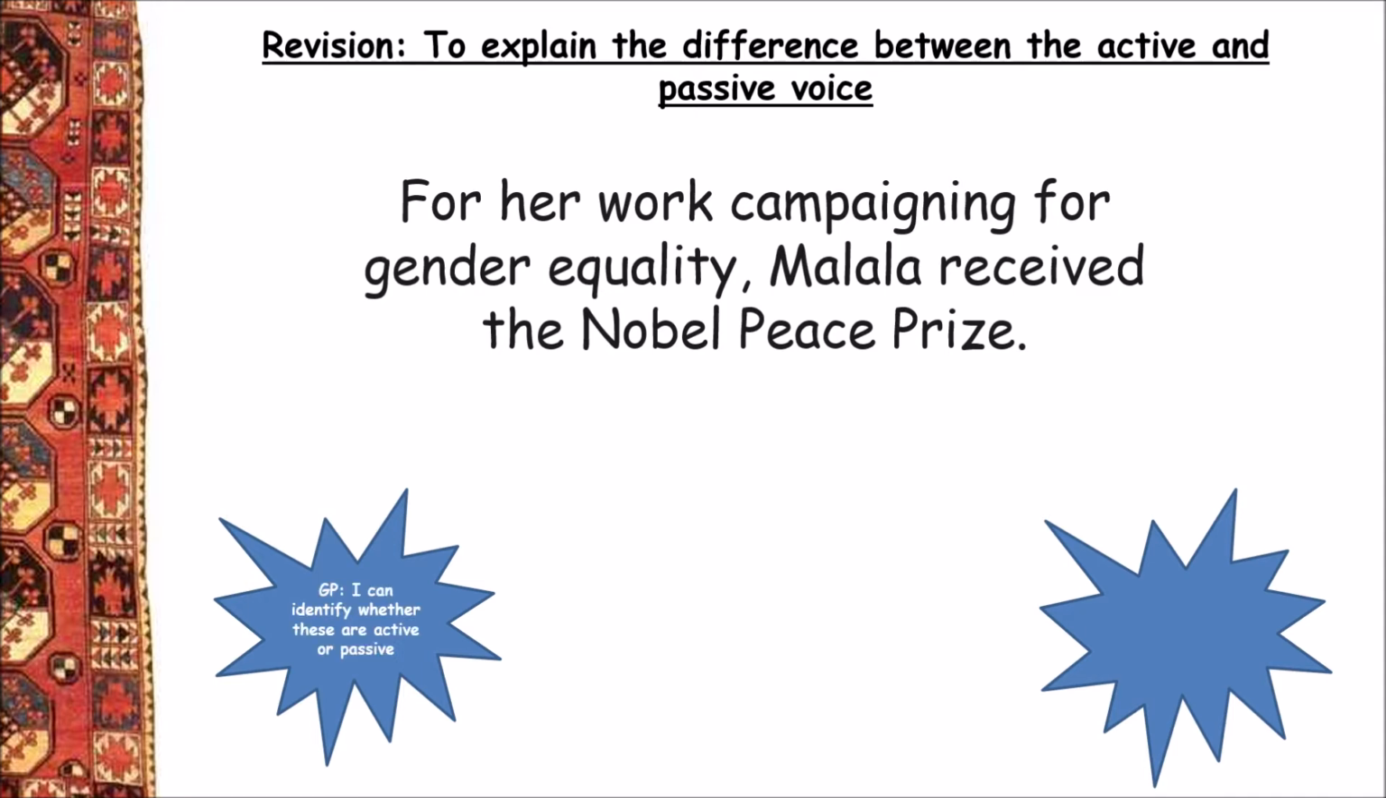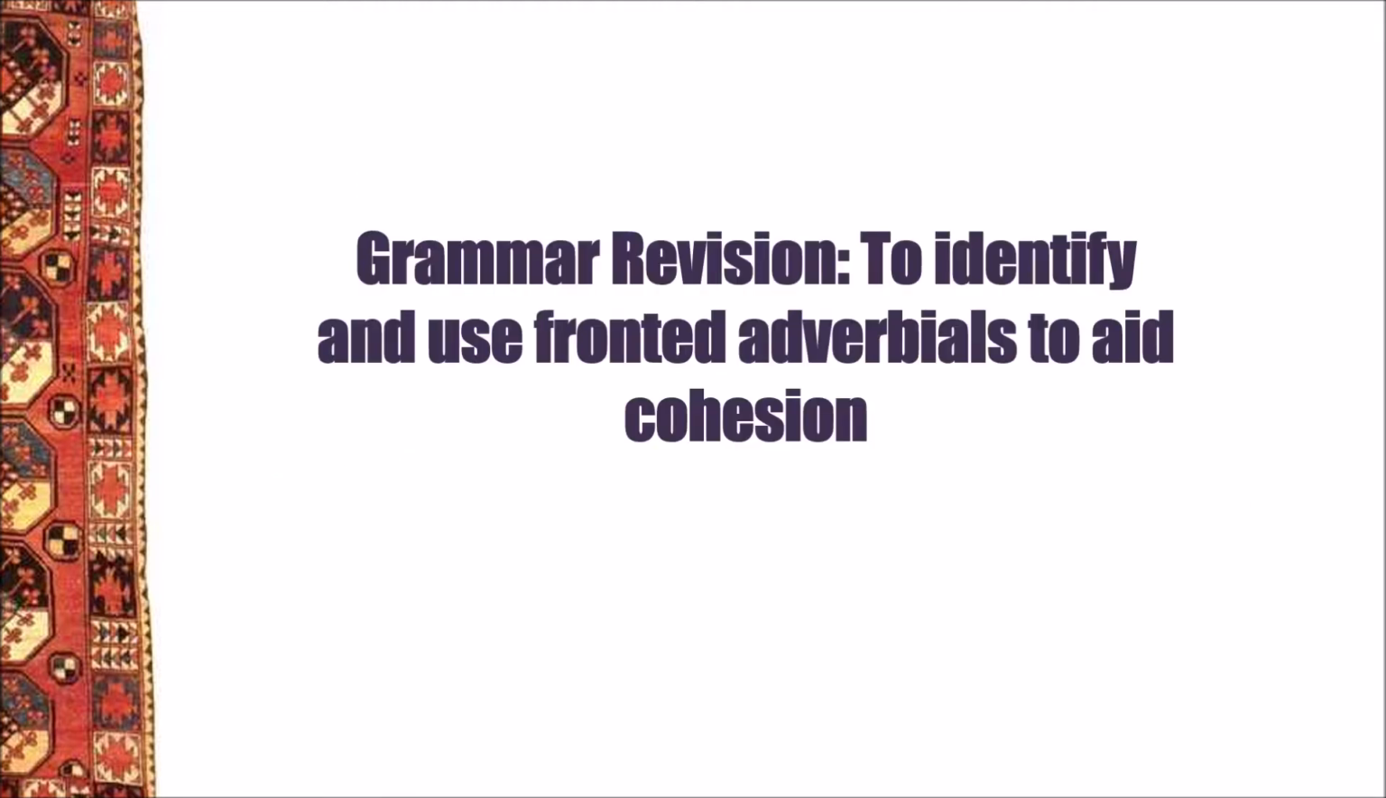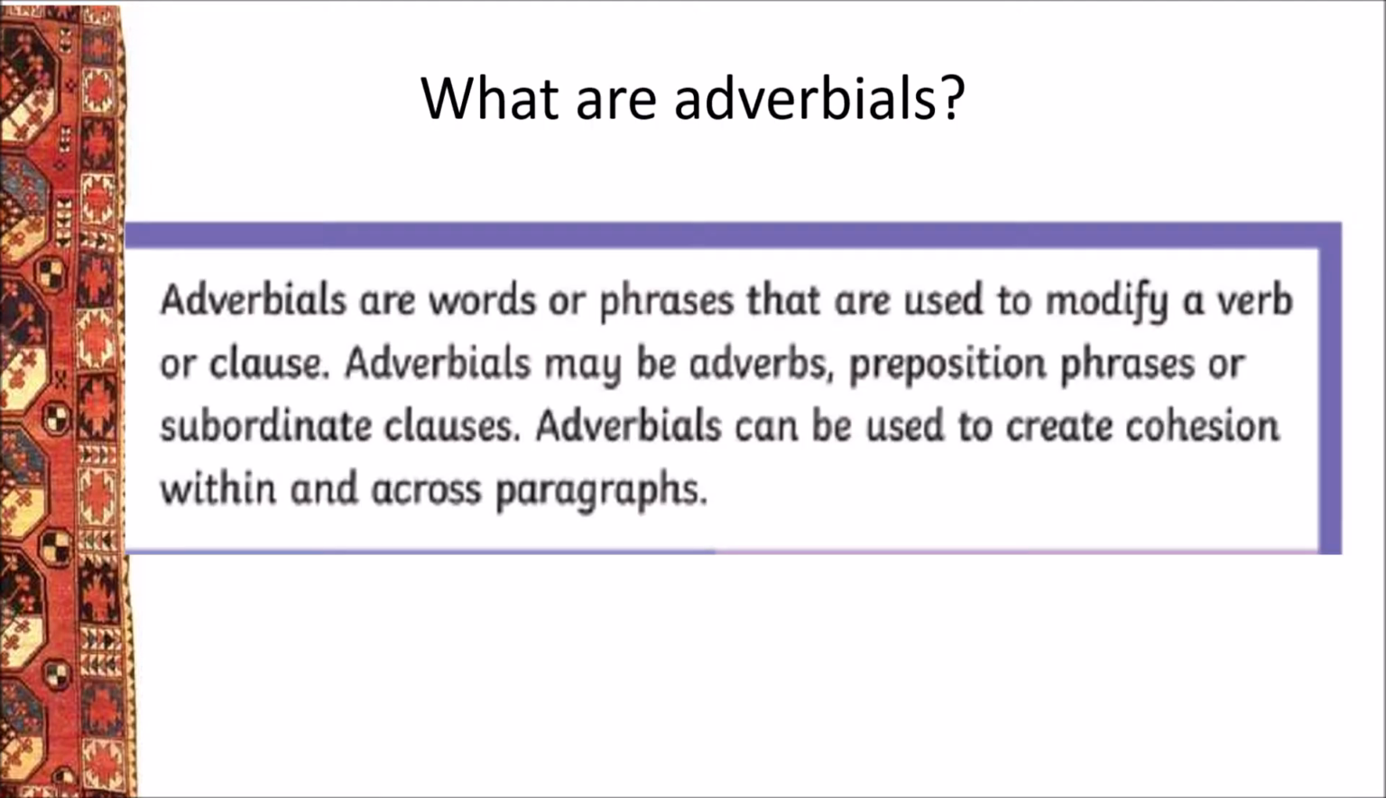So, the extra bit of grammar revision is to identify and use fronted adverbials to aid cohesion. So firstly, adverbials are words or phrases that are used to modify a verb or clause. Adverbials may be adverbs, preposition phrases, or subordinate clauses. Adverbials can be used to create cohesion within and across paragraphs. So this is what it means when we talk about linking paragraphs together.